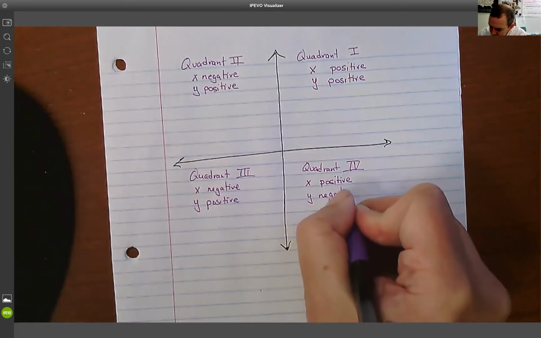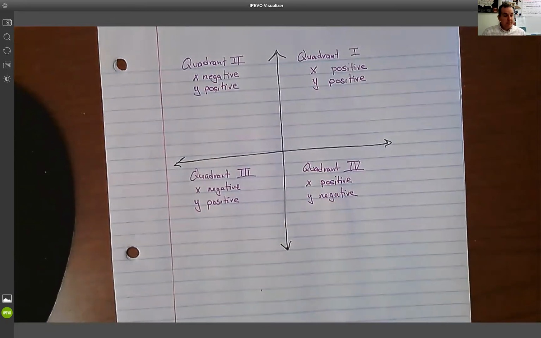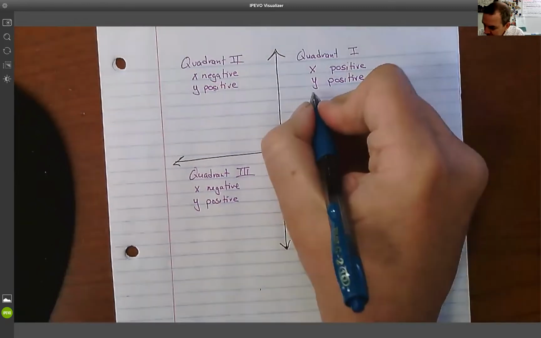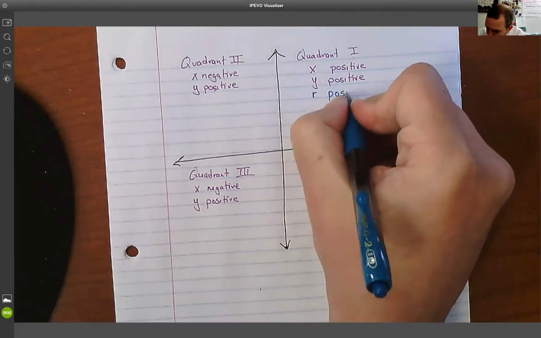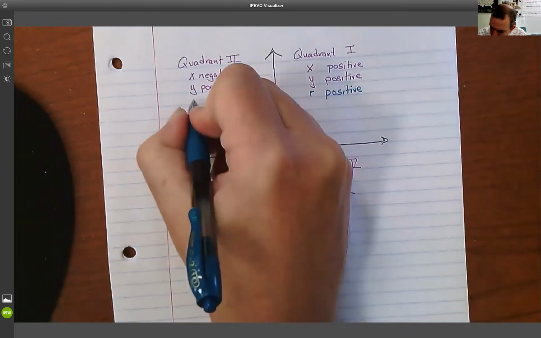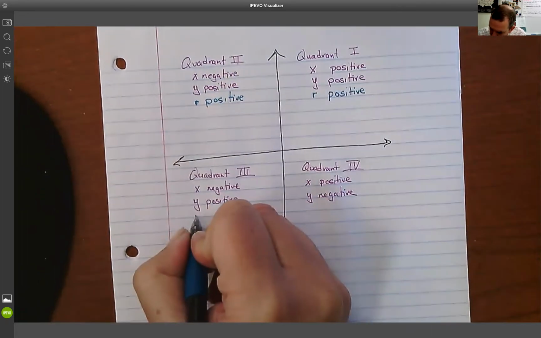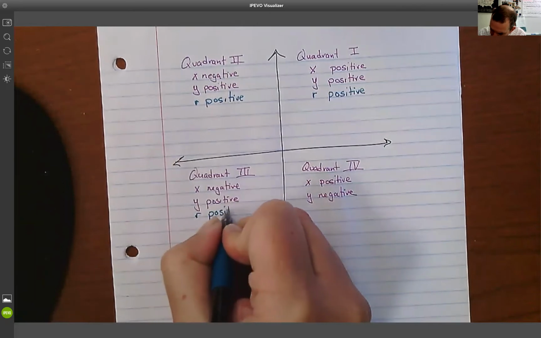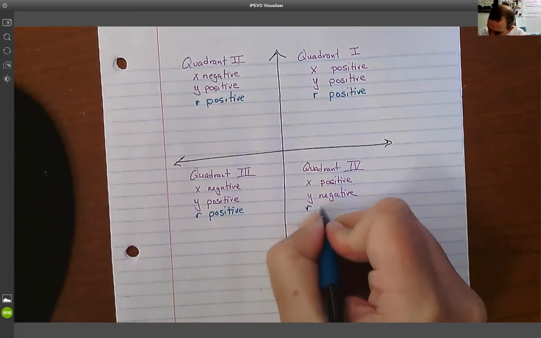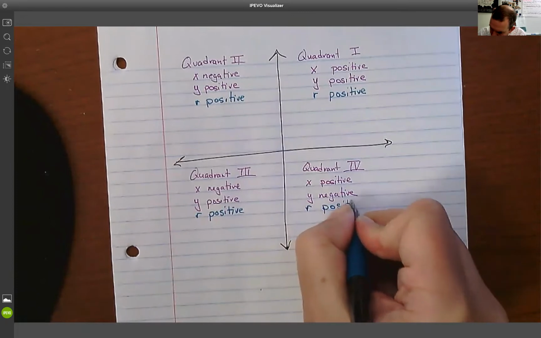Again, this is stuff from back when you first started learning about the coordinate plane. That's why you learned about it. Okay, so here's the deal. I'm going to talk to you about r. r is that radius, that hypotenuse. I'm telling you, r is always going to be positive. I don't care what quadrant you're in, r is always positive.